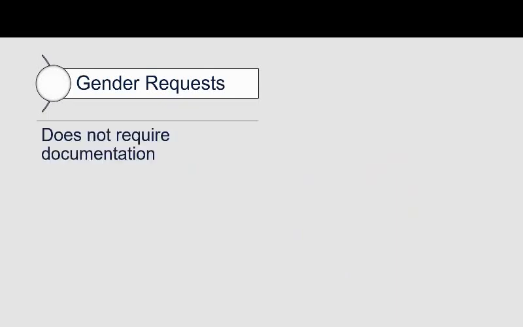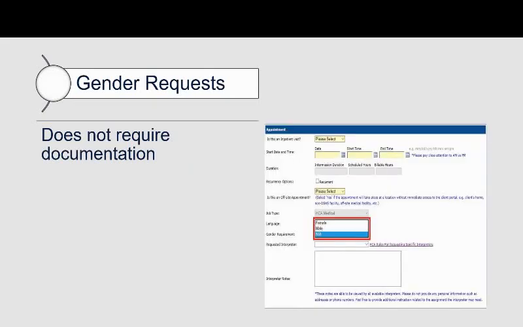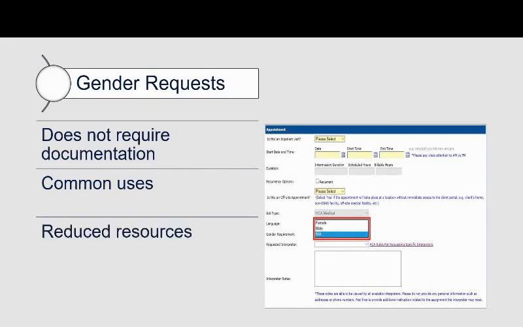You are able to submit gender requests through your portal as well. This does not require documentation. Under the appointment section, you'll see that there are gender requirements listed. You can request either male or female. Commonly, this is requested when the patient or client feels culturally, mentally, or physically more comfortable with a specific gender. Please note that if you do request one gender over the other, this can reduce your resources, especially for languages of lesser diffusion.